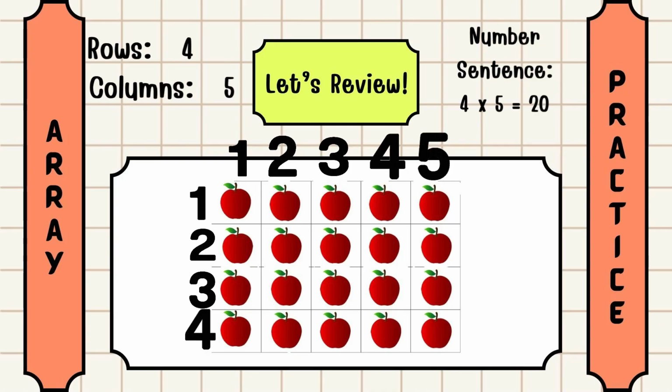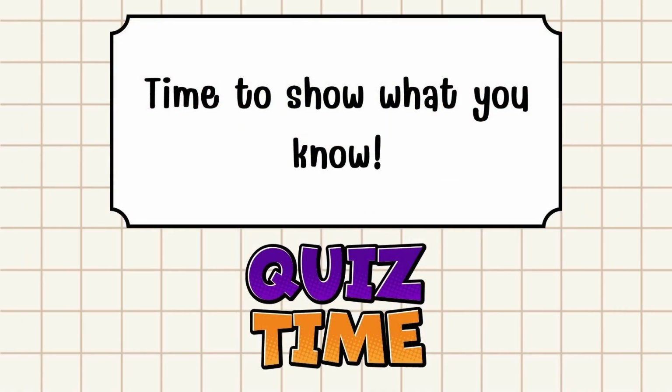You're ready to show what you have learned. You will complete a short quiz where you identify the number of rows and columns in an array and write the multiplication fact. Go slowly and use the strategy we learned. Count rows, count columns, then write the multiplication sentence.